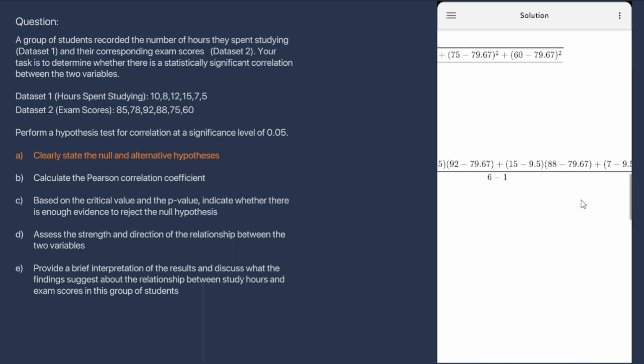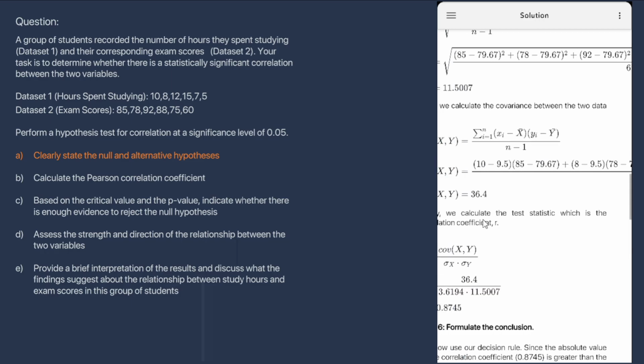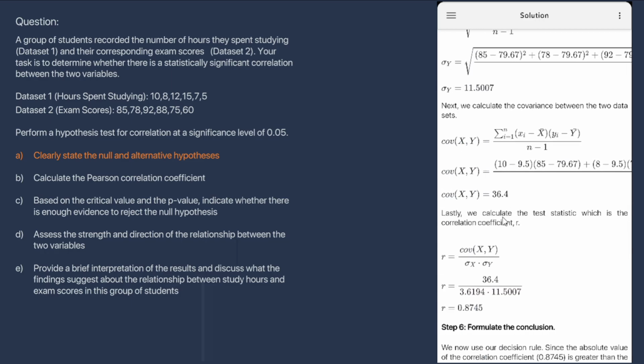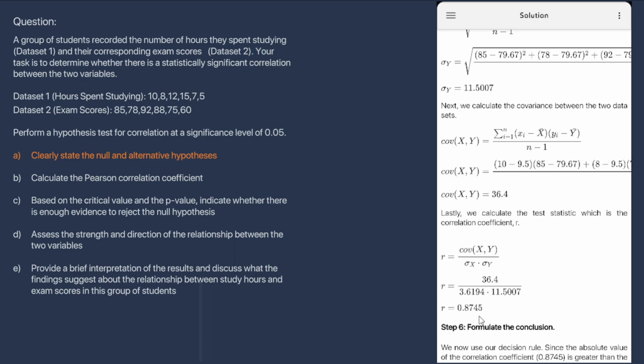And finally, we divide by sample size minus 1 to obtain the covariance. So the result will be 36.4. We are now ready to calculate the sample correlation coefficient R, which is the quotient of the covariance between X and Y divided by the product of the standard deviations. And so we get the value of 0.8745. Now we already have the Pearson correlation coefficient.